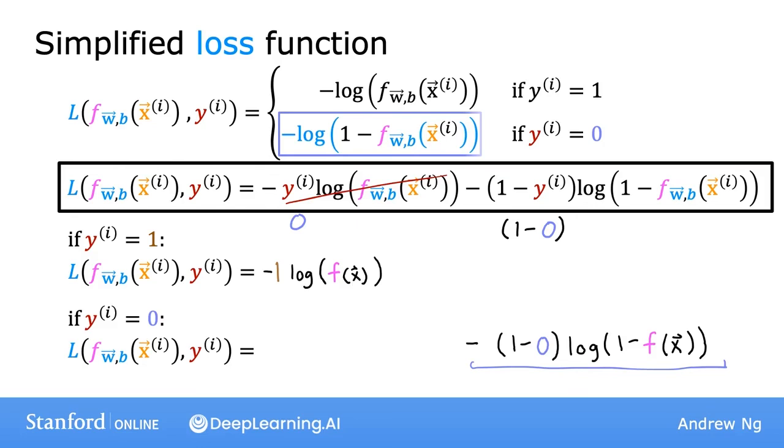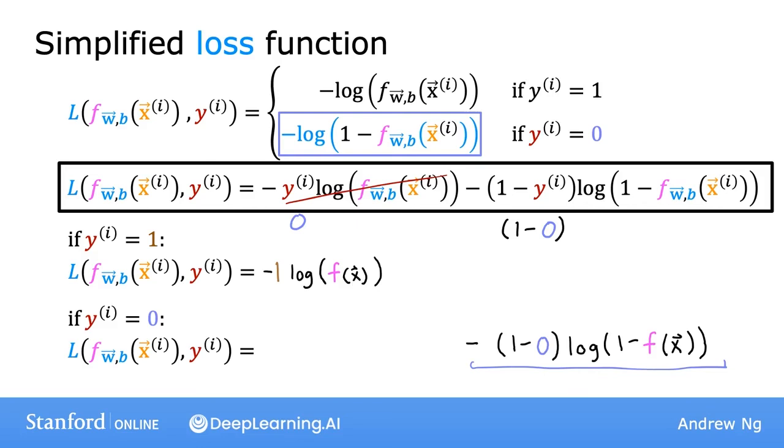So what you see is that whether y is 1 or 0, the single expression here is equivalent to the more complex expression up here, which is why this gives us a simpler way to write the loss with just one equation without separating out these two cases, like we did on top.